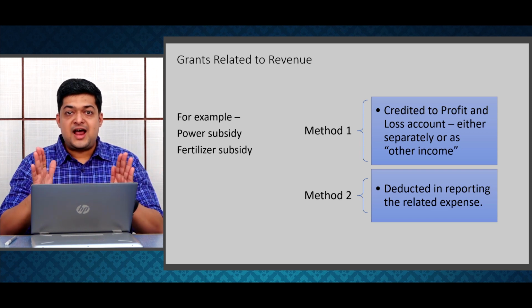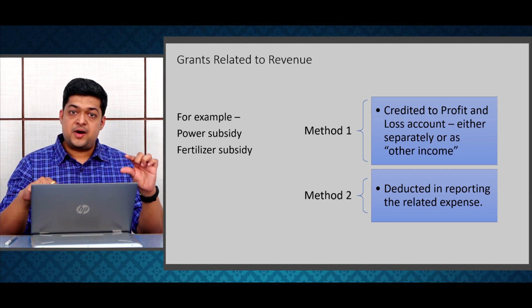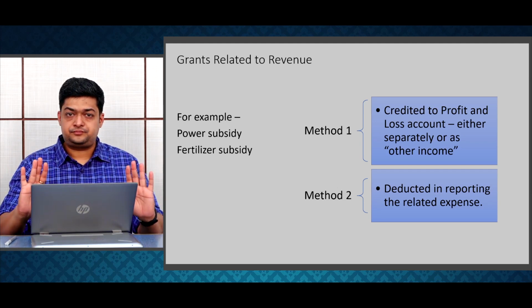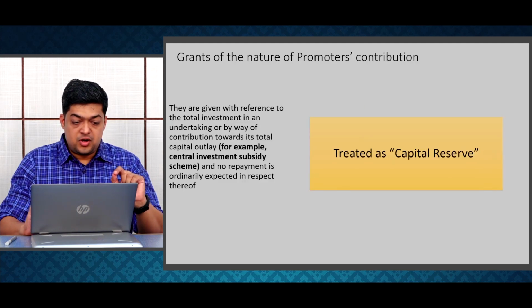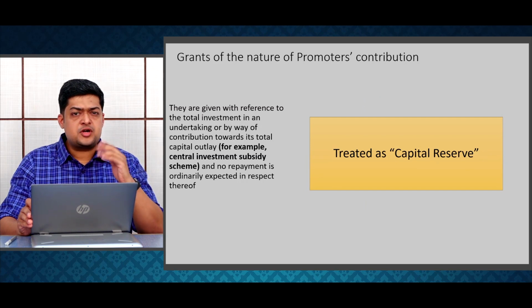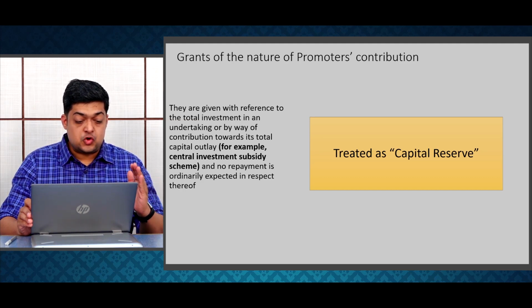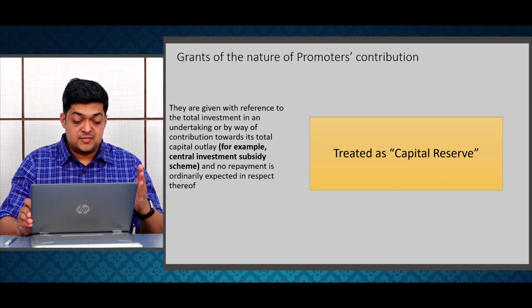Very easy. They are either recognized as income or under other income, or if they relate to a particular cost, they are deducted from the cost. They are treated like a revenue item. Simple. Moving ahead, grants in the nature of promoters' contribution. What is this promoters' contribution? They are given with reference to the total investment in an undertaking or by way of contribution towards its total capital outlay. For example, Central Investment Subsidy Scheme, CISS, and no repayment is ordinarily expected in respect thereof. Understand? Very easy.